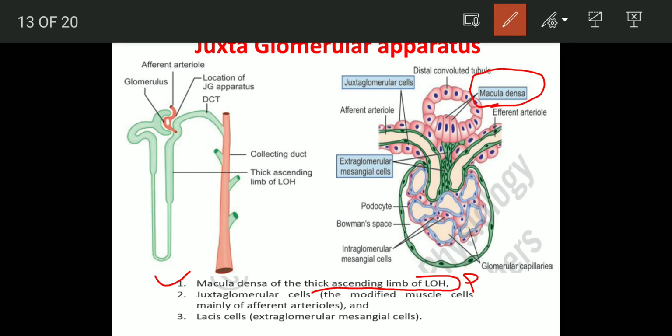Then come the juxtaglomerular cells. These JG cells which we see here are basically modified muscle cells mainly on the afferent arterioles. So these JG cells are in the afferent arterioles, and then come the Lacis cells. These Lacis cells are your extraglomerular mesangial cells, which you can see here. These are basically your supporting cells.